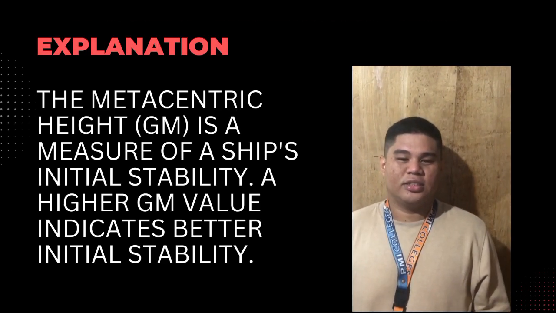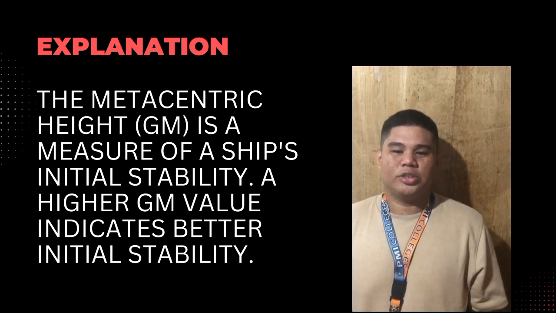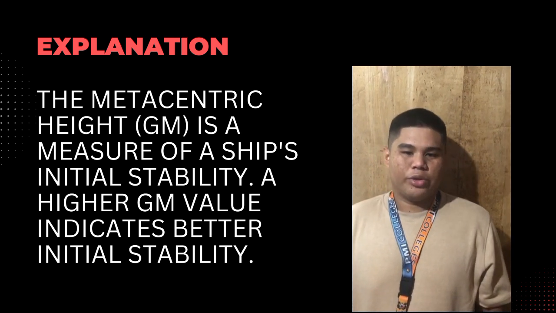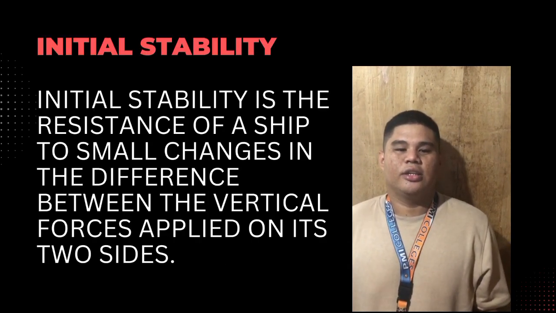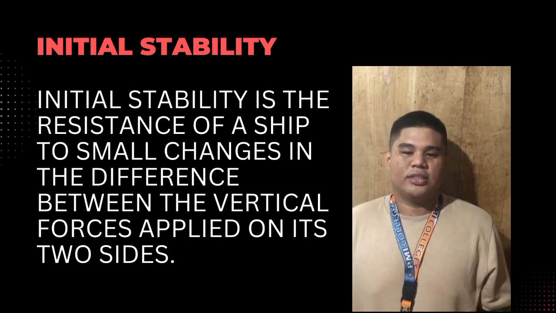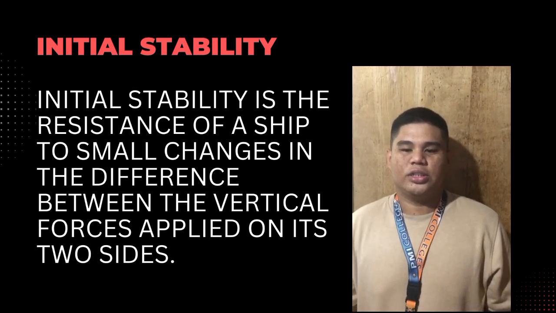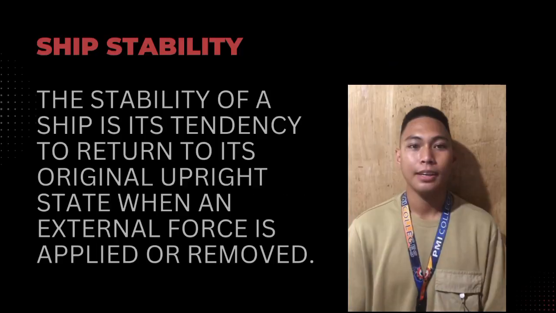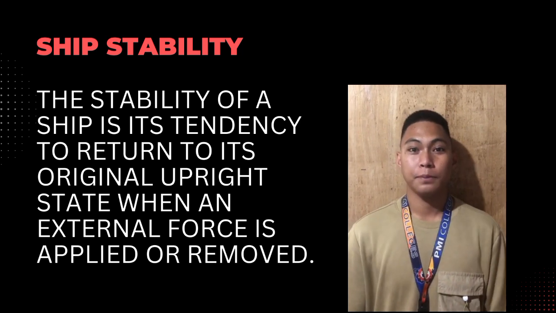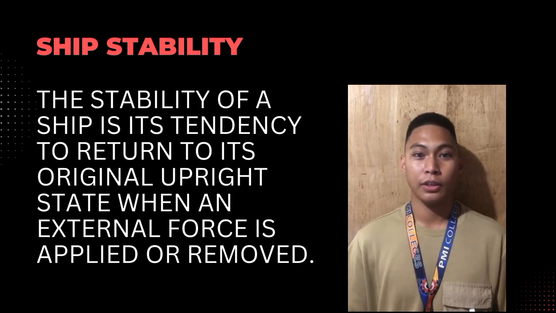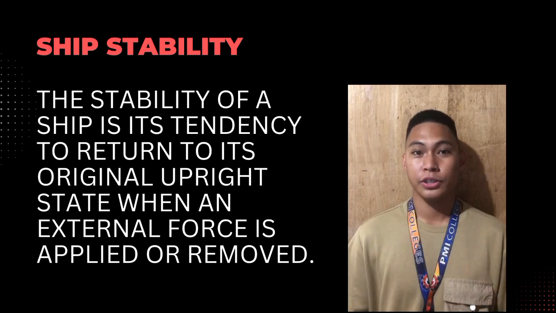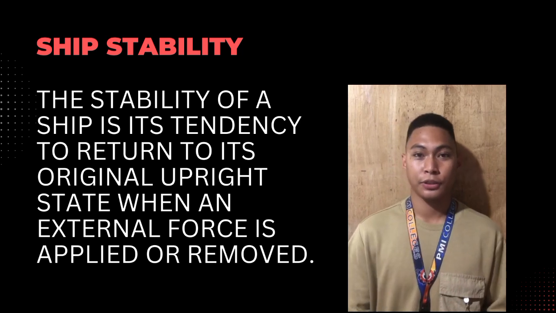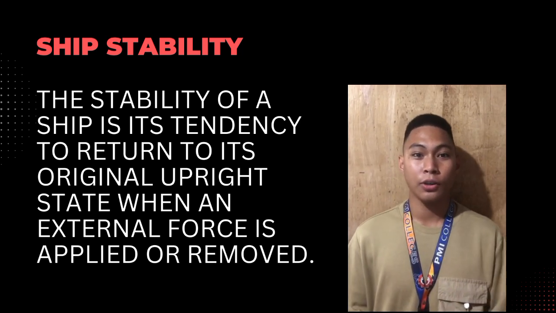Explanation. The metacentric height, which is GM, is a measure of a ship's initial stability. A higher GM value indicates better initial stability. Initial stability is the resistance of a ship to small changes in the difference between the vertical forces applied on its two sides. As stated, ship stability refers to a vessel's ability to bounce back to its upright position or stay balanced after being tilted by an external force like wave, wind, or cargo movement.